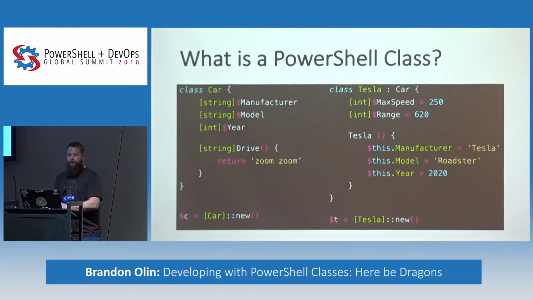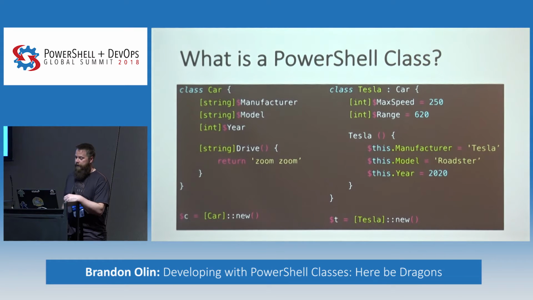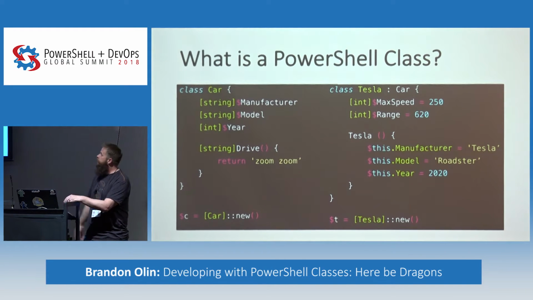So here's an example, or two examples, of what a really basic class is. On the left-hand side, we have a class that defines what a car will look like, and a couple of basic properties about that car: manufacturer, model, and year, and a method that operates on that class called drive, and it obviously does what it says it does. And at the very bottom is how you would instantiate that class with the new method, or one of the ways you can do this.